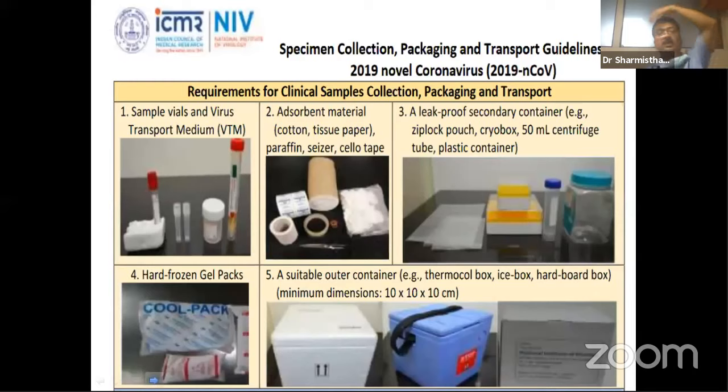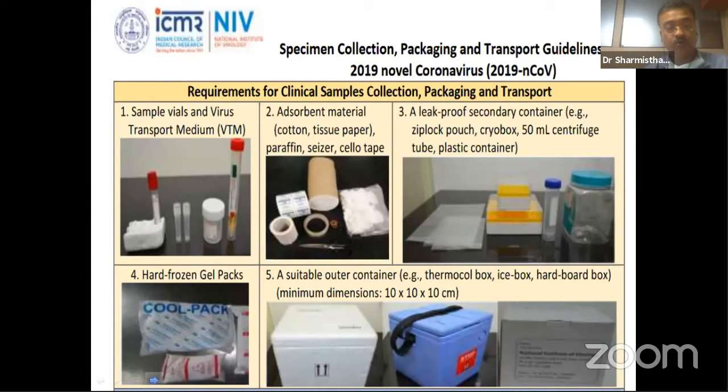Now, the specimen collection, packaging and transport as per the guidelines. So now you look at that. These are sample vials which contain viral transport medium. Now you have absorbent material, paraffin, scissors and all. Leak-proof secondary containers, which are Ziploc pouches, cryo boxes, plastic containers, etc. Hard frozen gel packs, and a suitable outer container, which should have a minimum dimension of 10 by 10 by 10 centimeters. So that is the basic requirement.